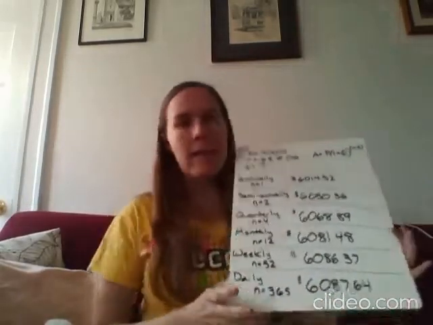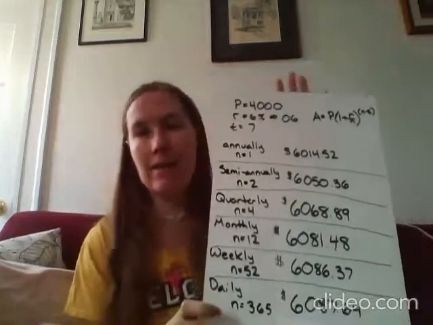Okay, so I want to start by talking about the very last problem that I had you do last week, where you got a principal of 4,000, an interest rate of 6%, and a time of 7 years. And you're going to look at all the different ways you could compound it and see which one you would rather have. Well, when you did it, you should have had something like this.